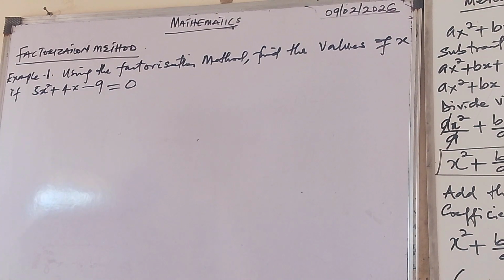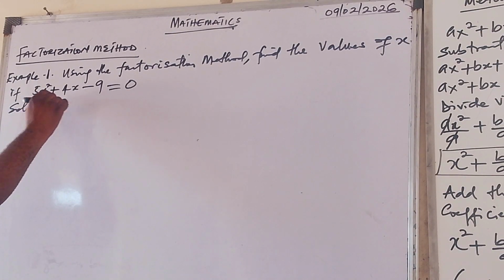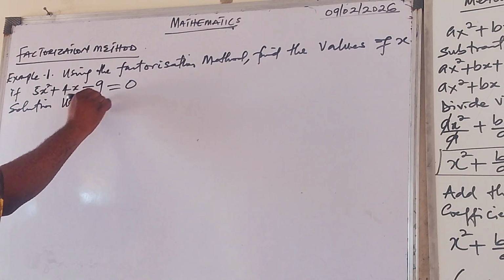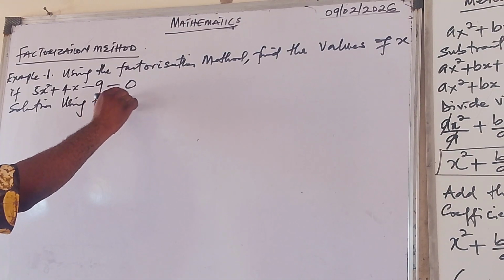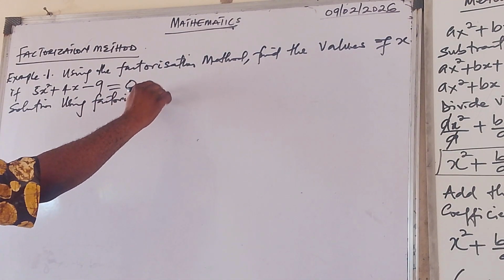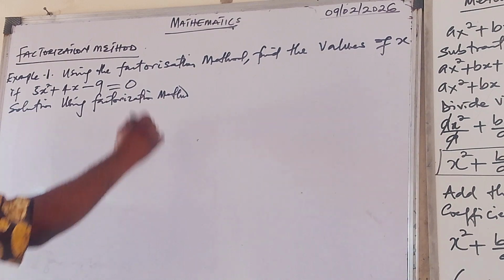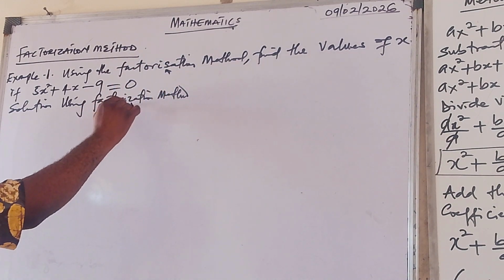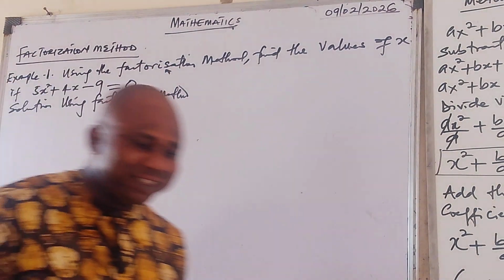So now, in using the factorization method, solution using factorization. Yes, factorization method. Now in spelling factorization, you could see here I use s and here I'm using z. It is allowed. It is accepted.